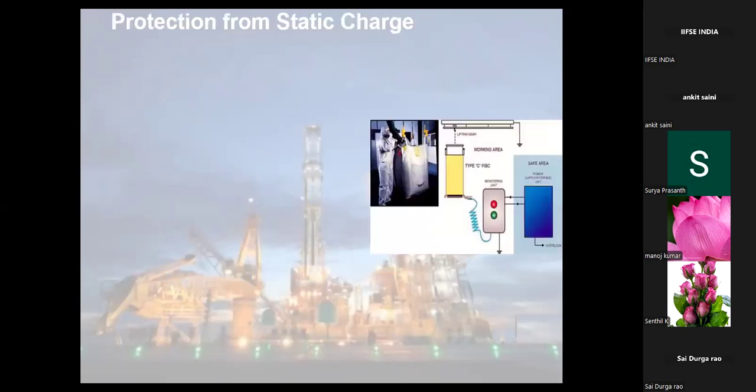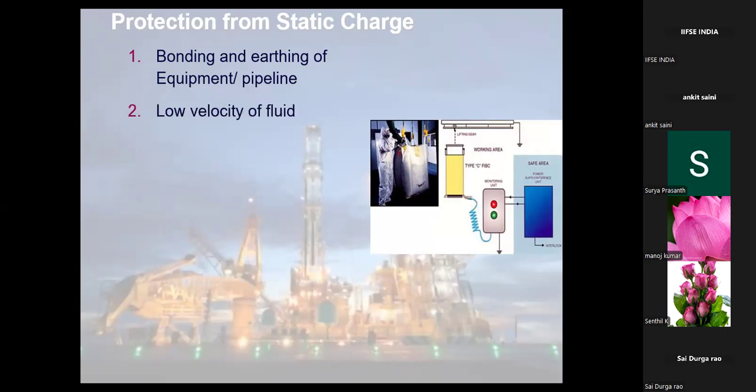Now, what are the protection methods? Bonding the earth of equipment and the pipeline, which we have already discussed, and providing adequate earthing to the body. Low velocity of fluid: the more the speed of the fluid or gas discharged in the pipeline, the more static current it develops. So if you reduce the flow rate, the friction will become less, and the static current generated will also become less.